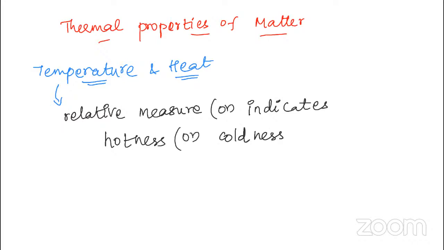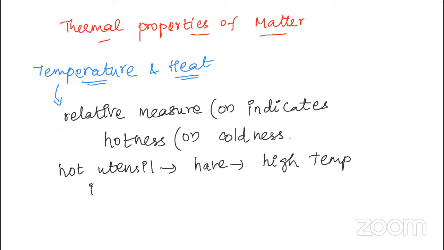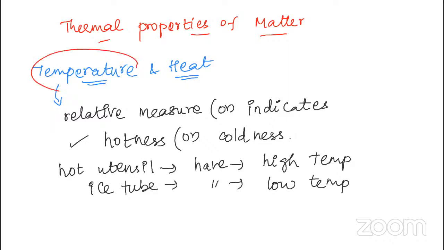So temperature is an indication by which we measure a hot or cold body. If we take a hot utensil, a hot body has high temperature. An ice cube has low temperature. Simply by measuring the hotness or coldness, we call it temperature. So it is the measuring unit for hotness or coldness.